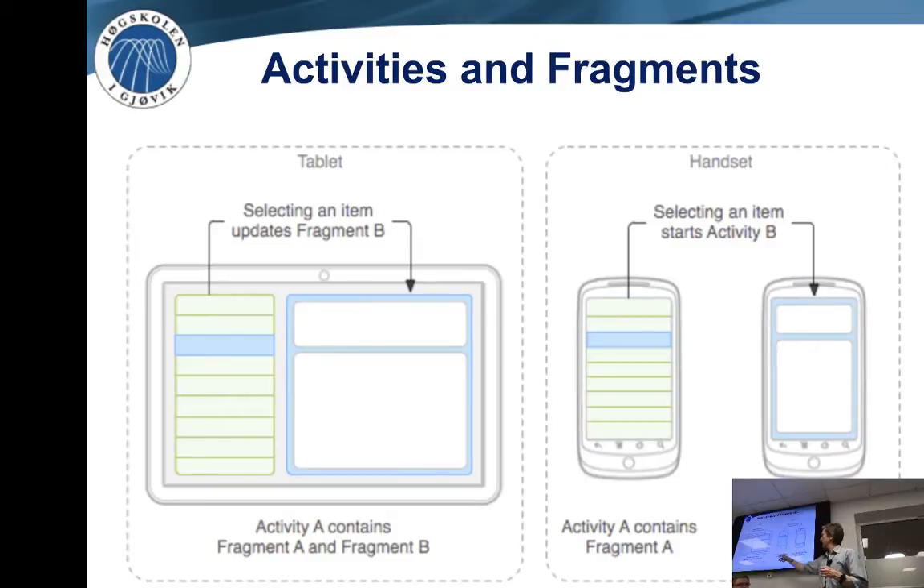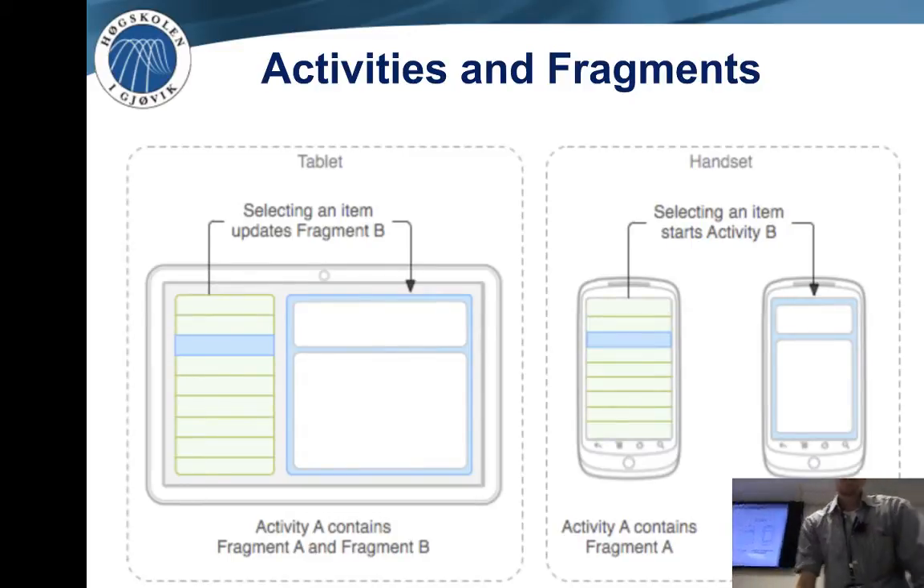So I can have activity A showing fragment A and then switching to fragment B when the selection happens. So I can organize my app either as one fragment per activity or multiple fragments per activity. And in the context of a tablet, it makes more sense to have the views independent, so then I can combine them together in the same activity and display them together, right? All right.